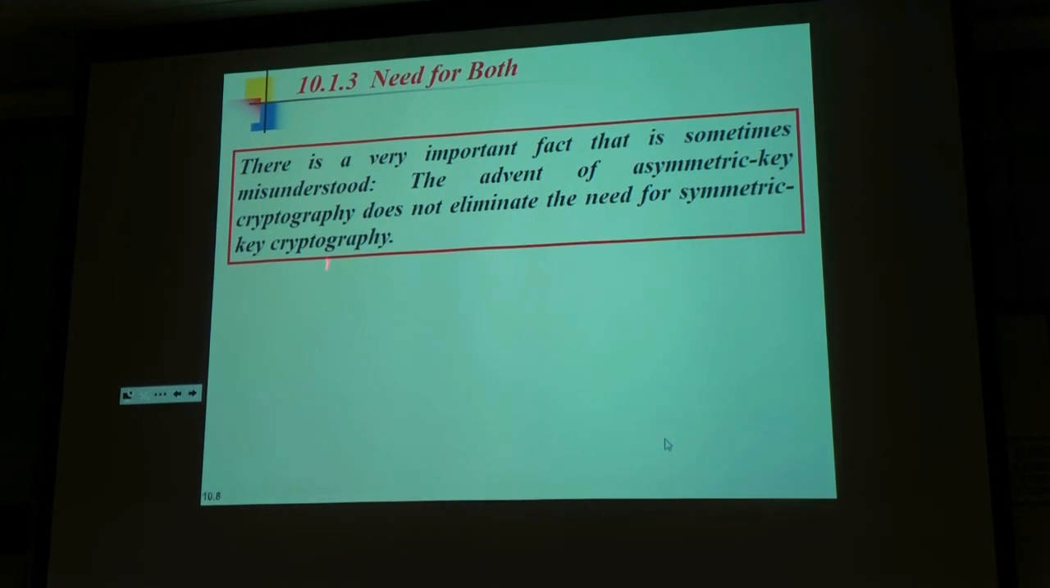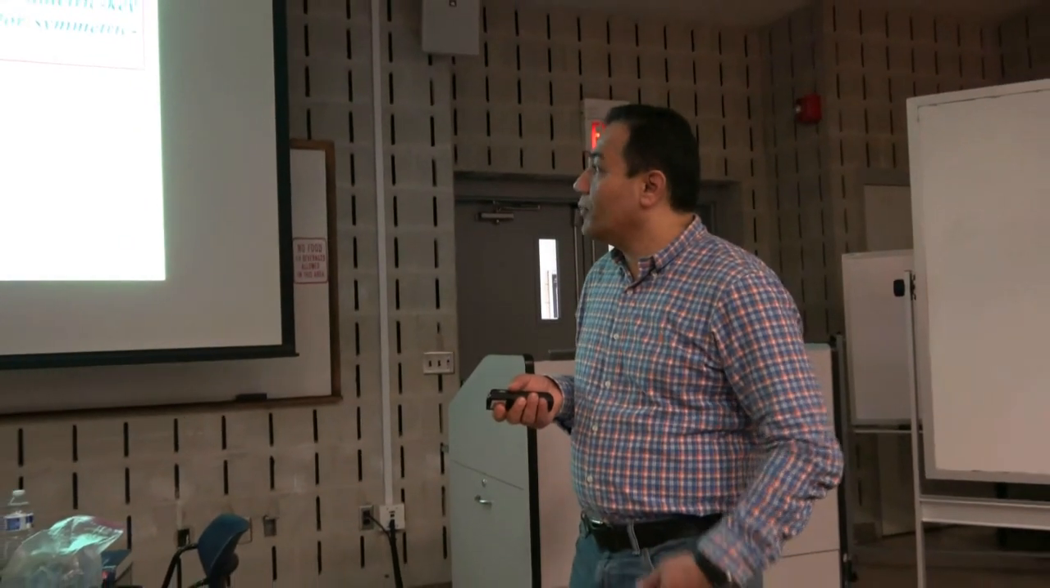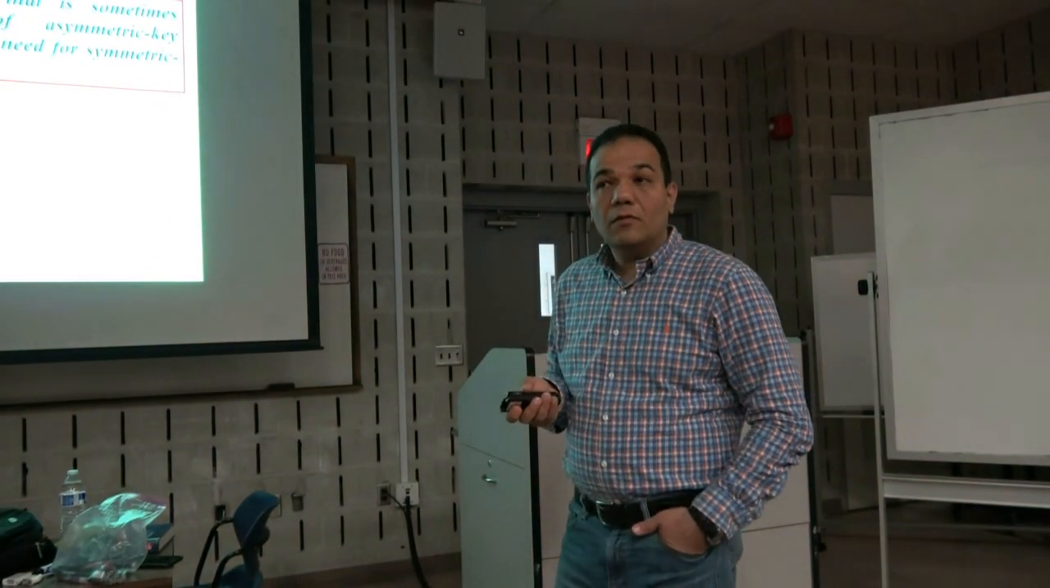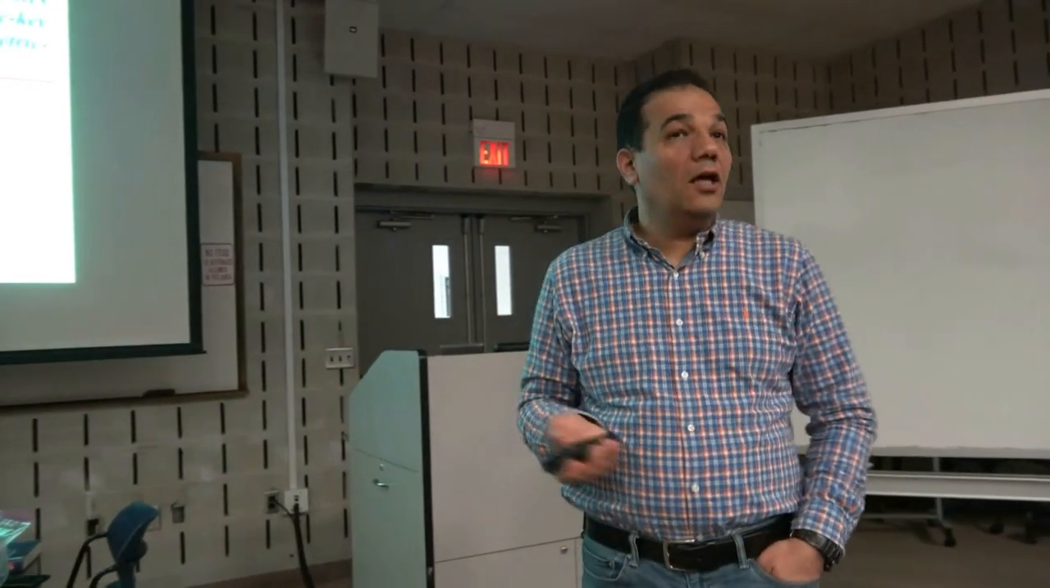All right. So there is a very important fact that is sometimes misunderstood, which is that the advent of asymmetric key cryptography does not eliminate the need for symmetric key cryptography. Symmetric key cryptography is used for what? For hard disk encryption, for message encryption. The asymmetric key is used for digital signatures and for different purposes, as we'll see in a second.